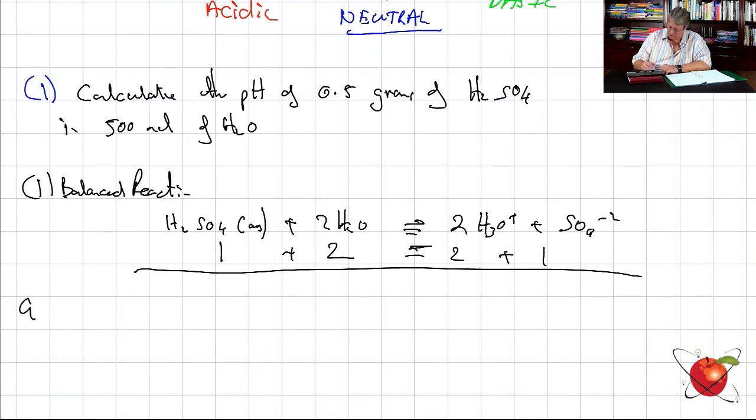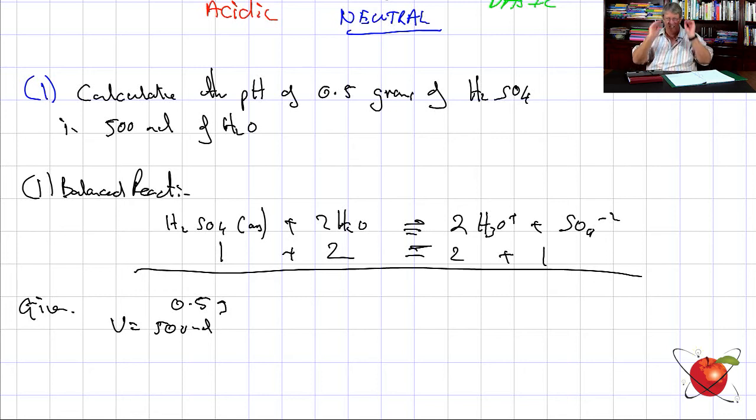So what do I say? I start with the given. What am I given here? I am given 0.5 grams. And they've also given me a volume of 500 milliliters. The first thing we do when we're given that, decimeters cubed, we change it: that is half a liter, half a decimeter cubed. Why? Just to recap, I'll do it in red. 1 decimeter cubed is 1 liter, 1,000 milliliters.